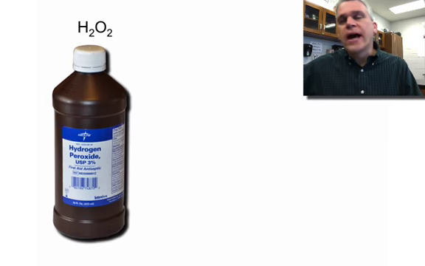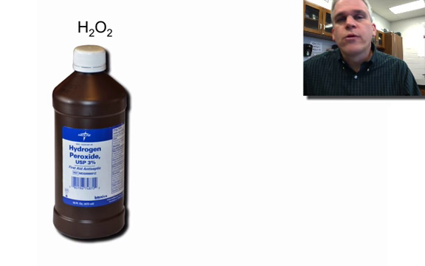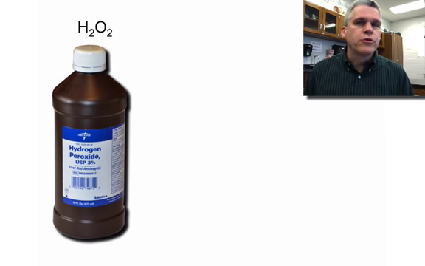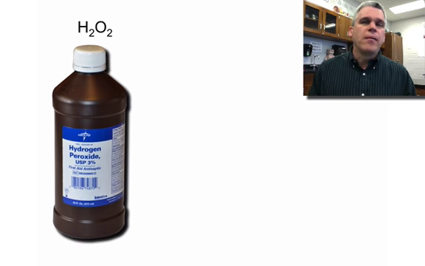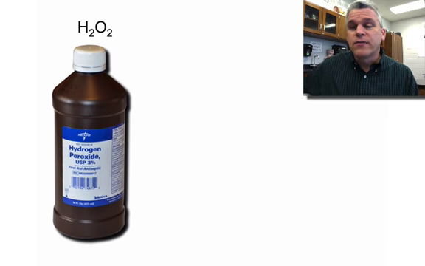Well, we're going to take a small amount of hydrogen peroxide, which is H2O2, and we're going to add an enzyme to it. Now, hydrogen peroxide is a poison. We do produce hydrogen peroxide. We have various cells that will produce it, but sometimes it builds up as a byproduct and we need to get rid of it. So we have enzymes to break it down.